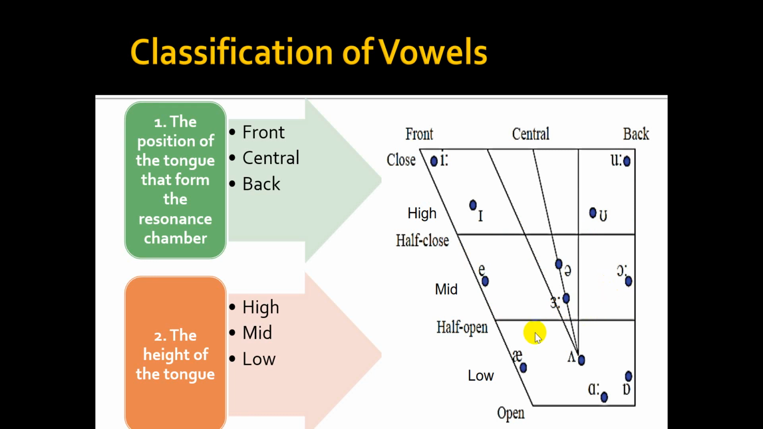The last one is the low area. The low area is between half open and open. So the tongue is raised but very little. The sounds are A, and O.